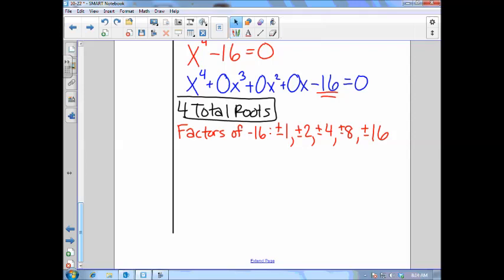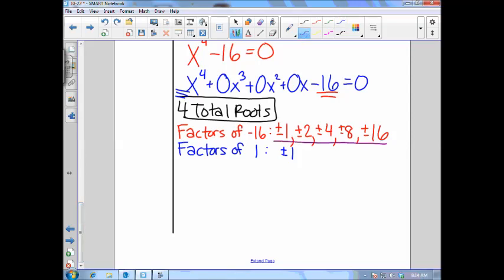Then we do factors of what number? Of 1, which is the leading coefficient in front of the x to the 4th. Factors of 1, which are just plus and minus 1. Okay, Joseph, what do we do after we have both lists of factors? Divide. Good.